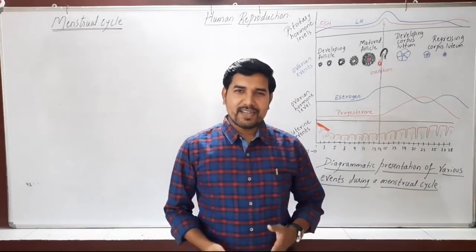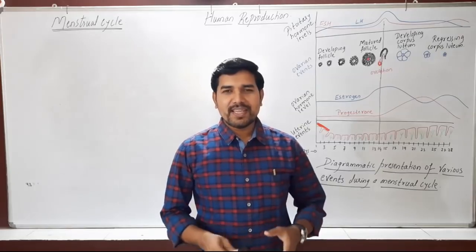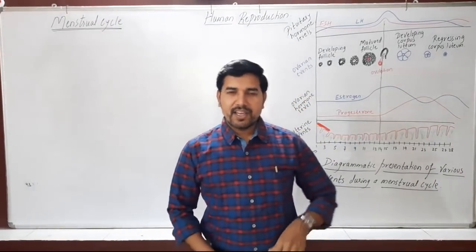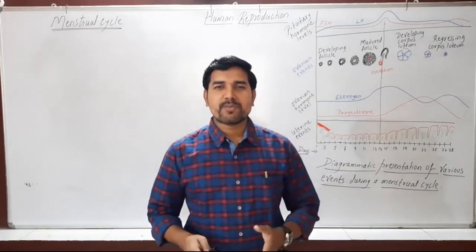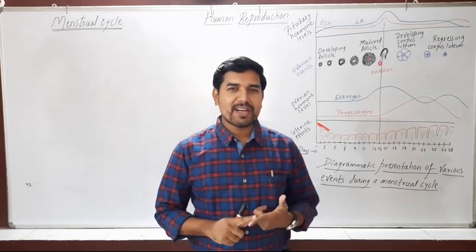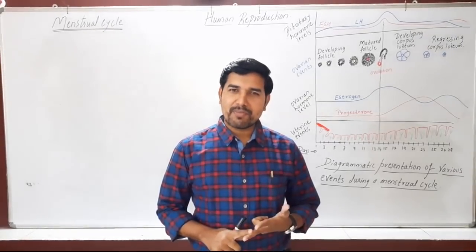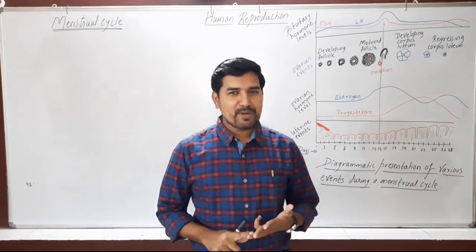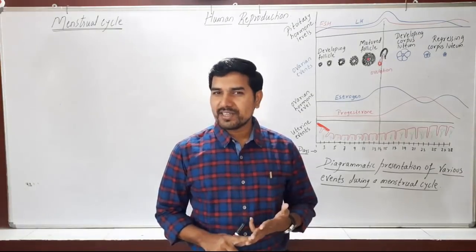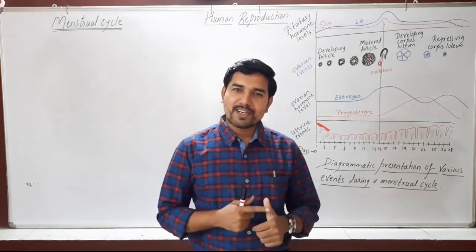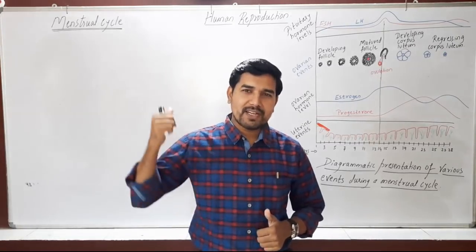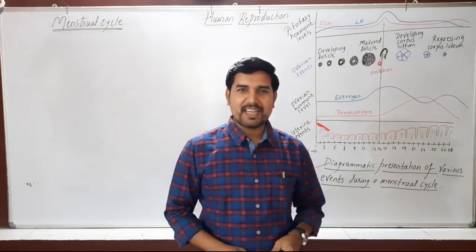We are continuing with the next part of human reproduction. In this class we are going to study the menstrual cycle. In the previous parts we covered various concepts of human reproduction: the male reproductive system, the female reproductive system, structure of the mammary gland. Then we came across gametogenesis, which is divided into spermatogenesis and oogenesis. Then the structure of the sperm, structure of the ovary, Graafian follicle and ovum. After that we come to the menstrual cycle.